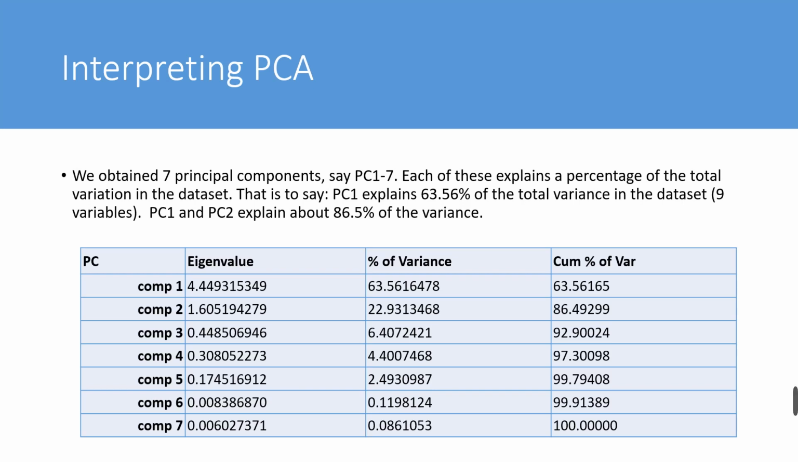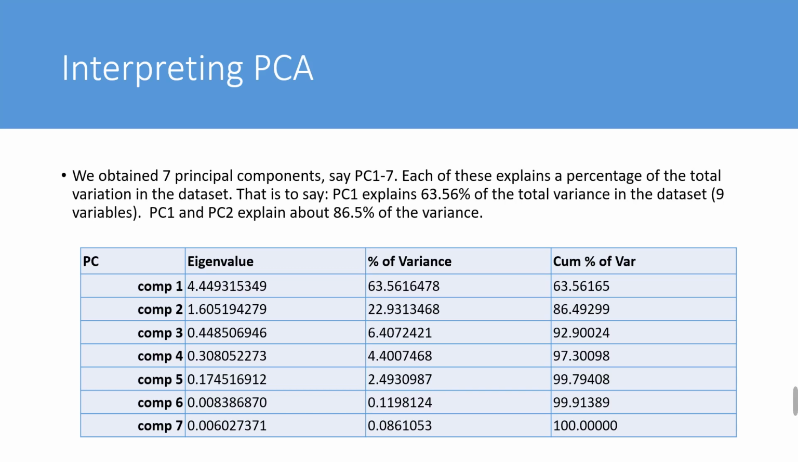Remember, we have 7 different variables, which means we are going to have 7 principal components, which are component 1, component 2, up to component 7 here. Each of these components explains a percentage of the total variation in our data sets. For instance, if you look at component 1, under percentage of variance, we have 63.56. This implies that 63.56% of the total variance in the data sets is actually explained by the first component.